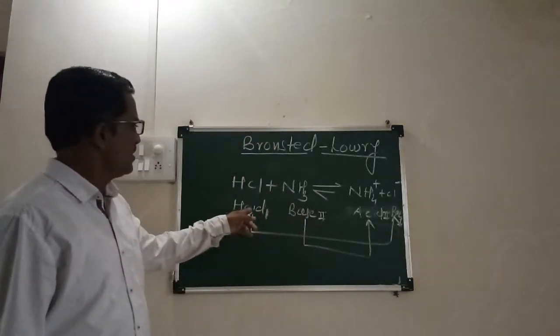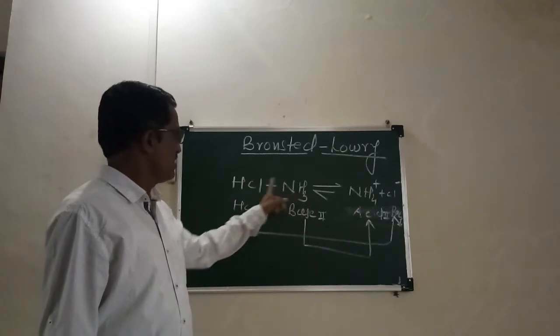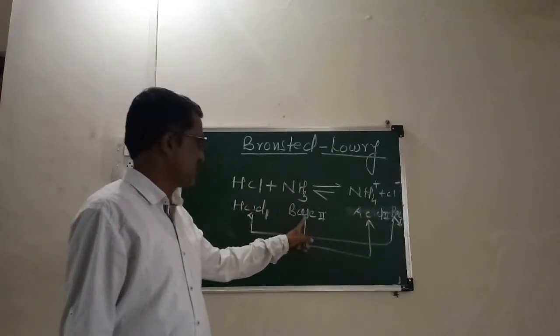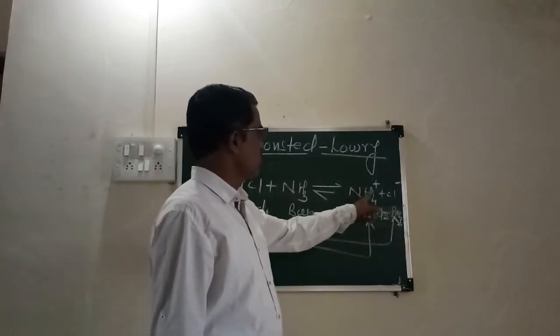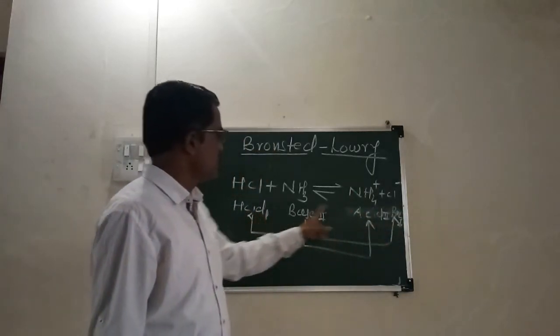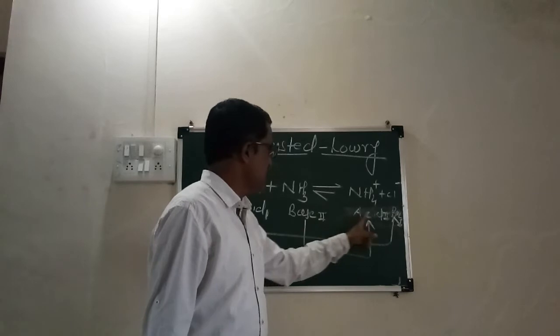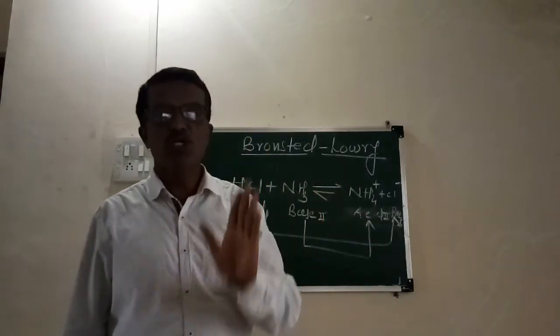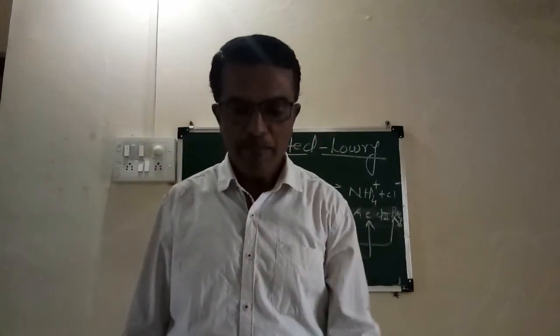In this example, HCl can donate a proton to the ammonia, therefore this is acid first and this is base second. Again, this can donate a proton to the Cl minus, and therefore this is acid second and base first. Therefore acid first and base first, and base second and acid second, are the conjugate acid base pairs.